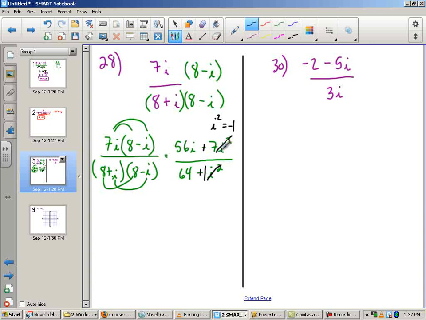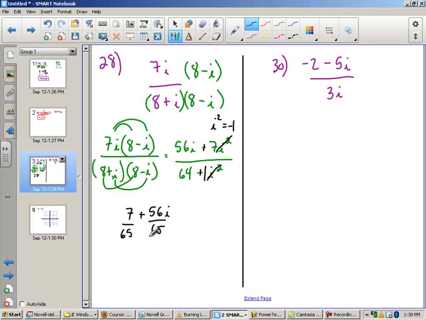All right, now I know that real numbers should go first. So this 7 here is supposed to go first. So 7 plus 56i. Now I know the denominator will be 65, but I should have these split. So I'm going to write each of them with their own denominator.